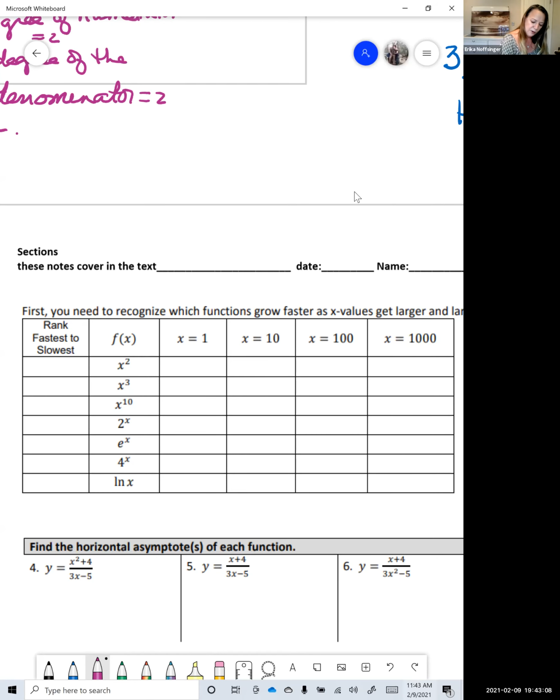So let's just plug in some points. If you plug in 1 wherever you see x squared, 1 squared is 1. If you plug in 10, well, 10 times 10 is 100. With 100 squared, we'd have 4 zeros, so that's 10,000, and 1,000 squared, we'd have 6 zeros, is 1 million.